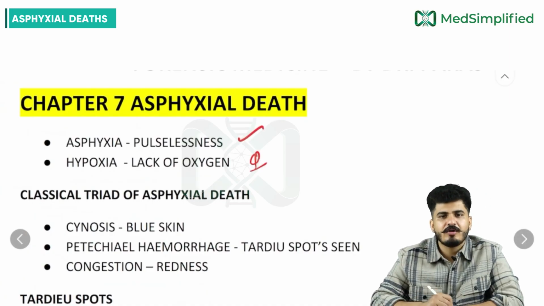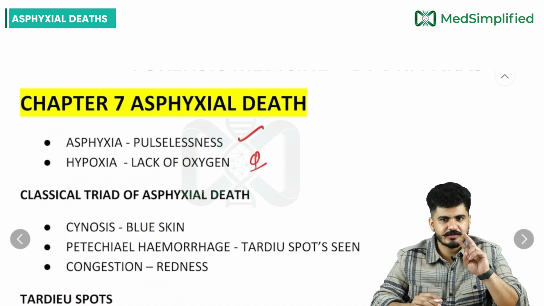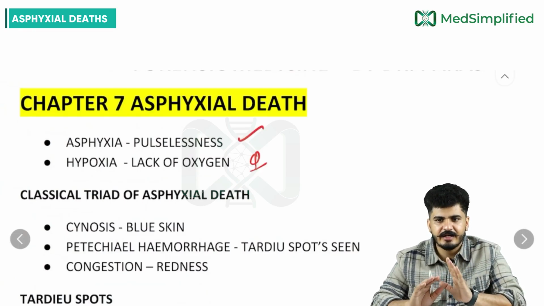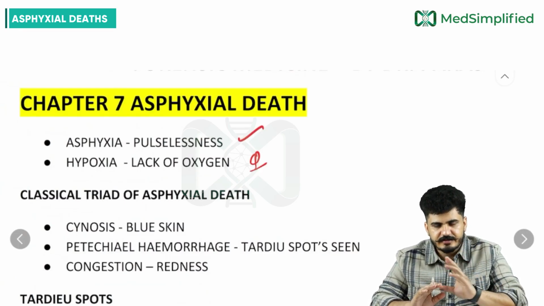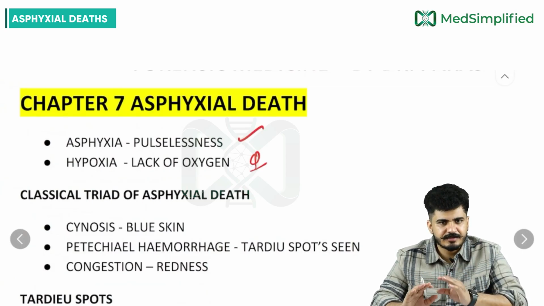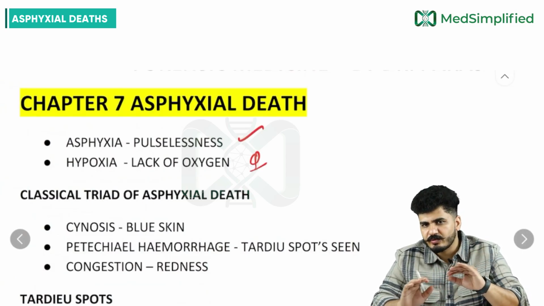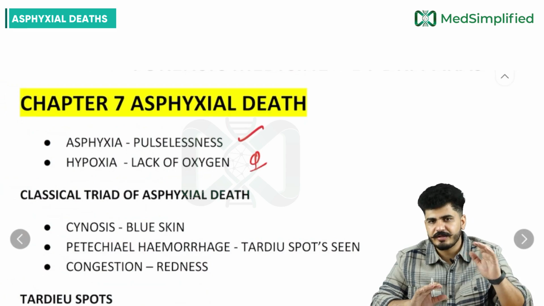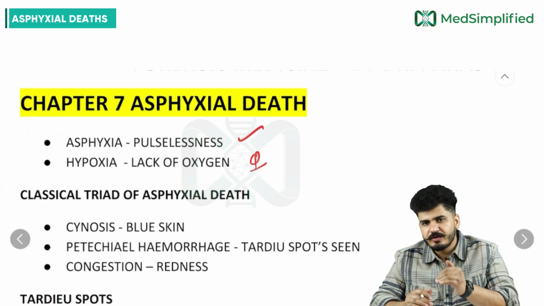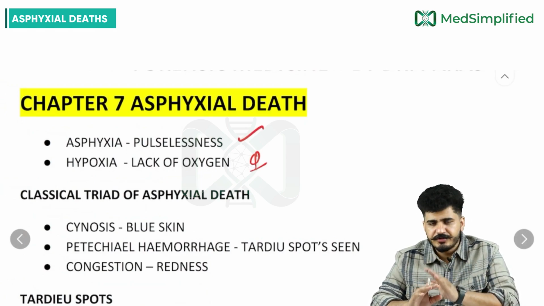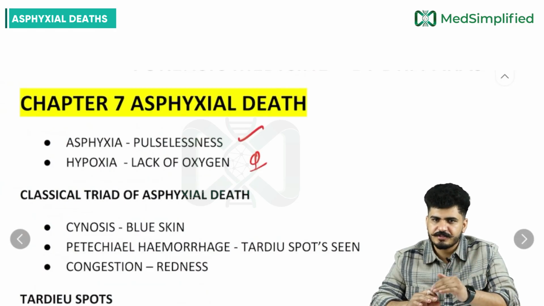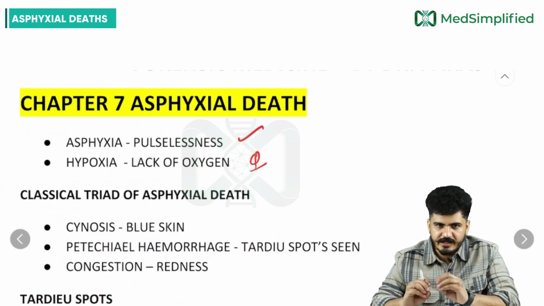Hypoxia is lack of oxygen. What is hypoxia, my dear friends? Lack of oxygen is called hypoxia. So two terms are clear in our head right now. One is asphyxia, that is pulselessness. Pulse is absent right now, which means circulatory collapse is there. The moment the circulatory collapse is there, the tissue will not get oxygen, there will be lack of oxygen, and lack of oxygen is called hypoxia.